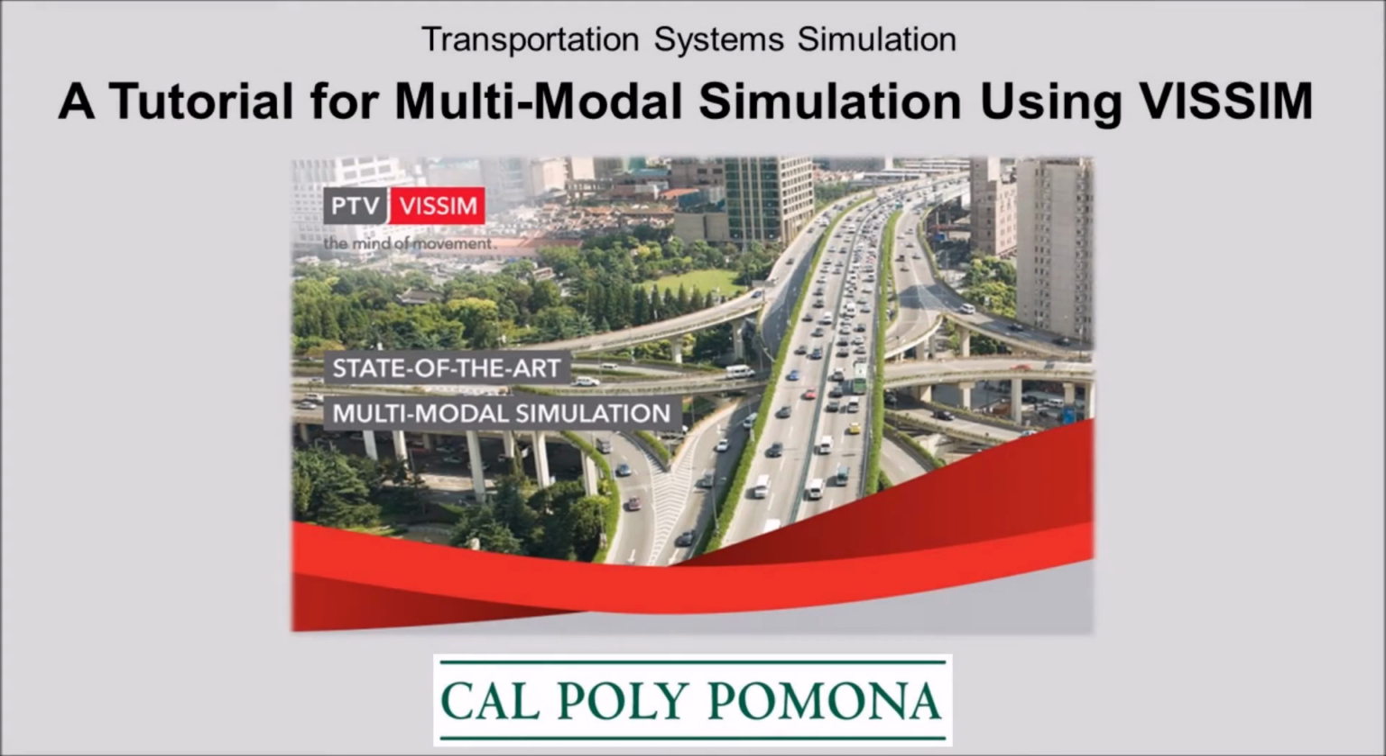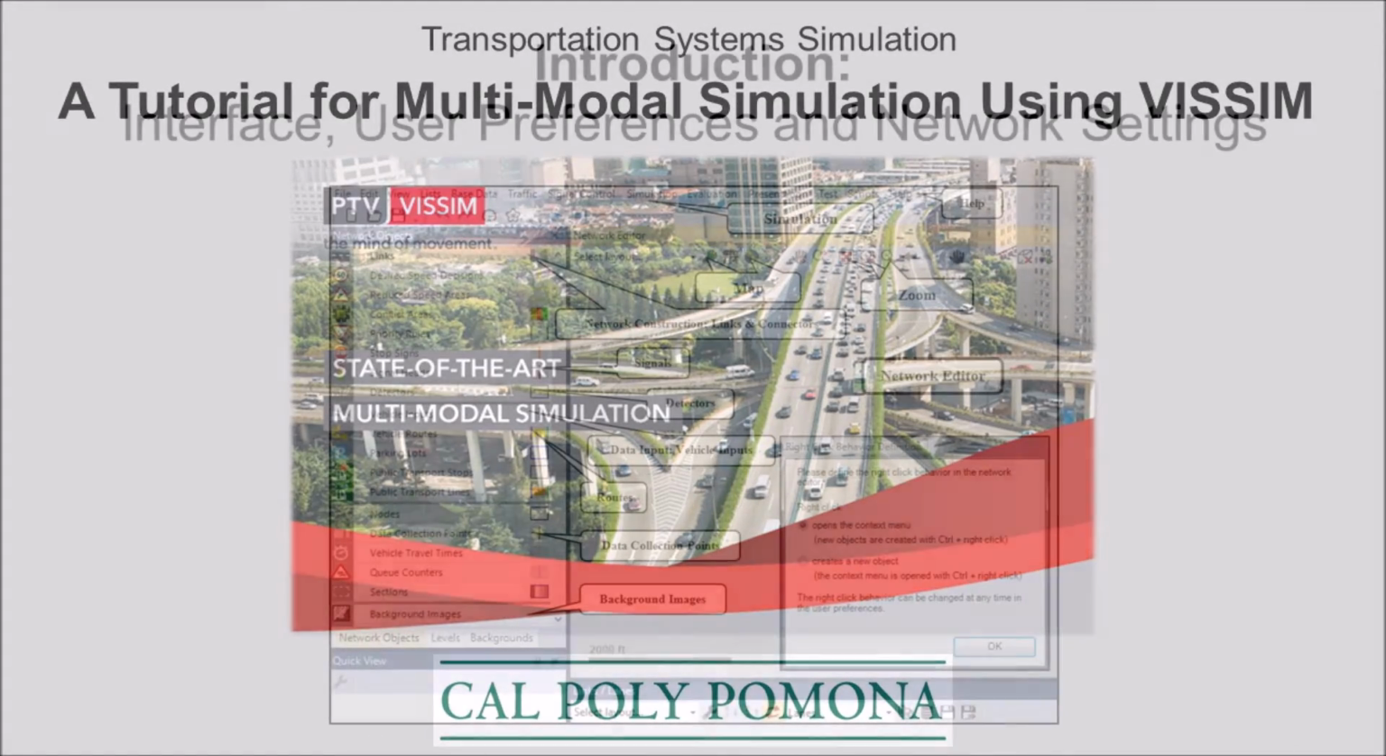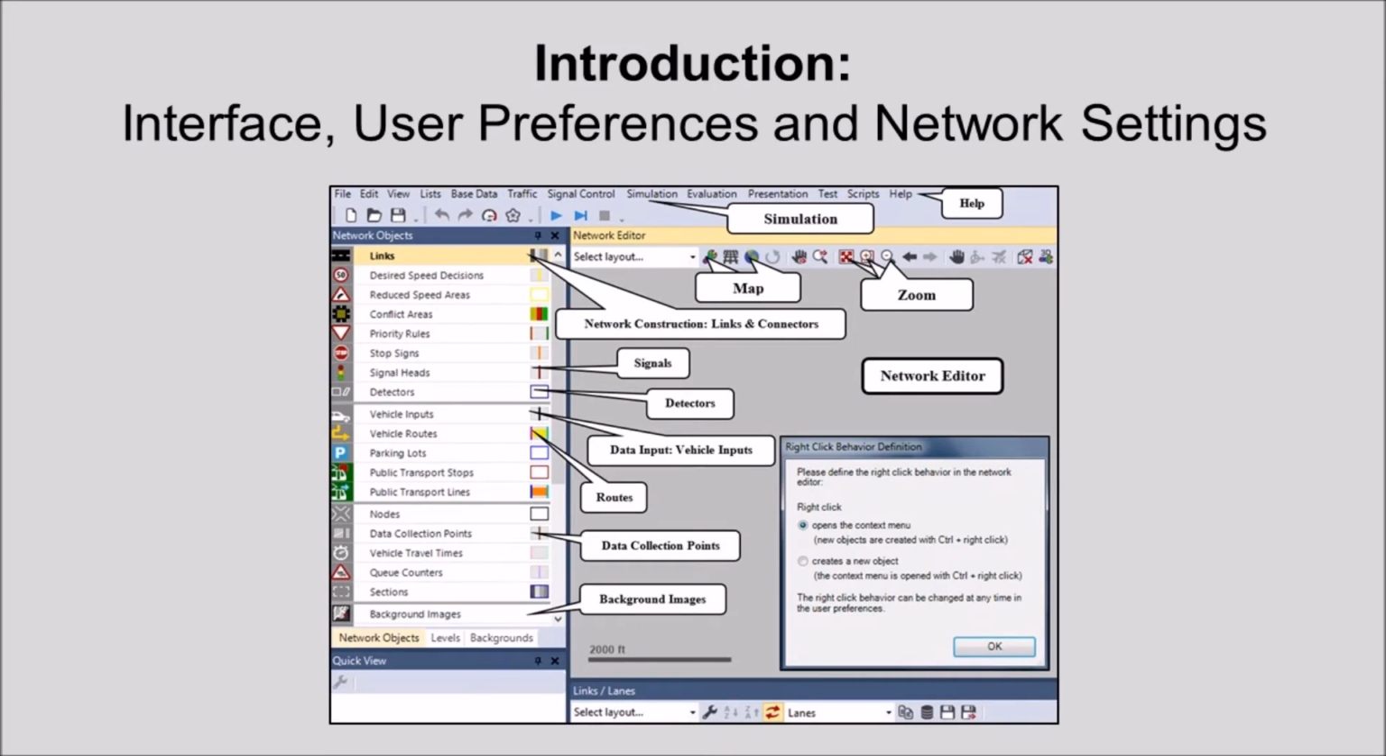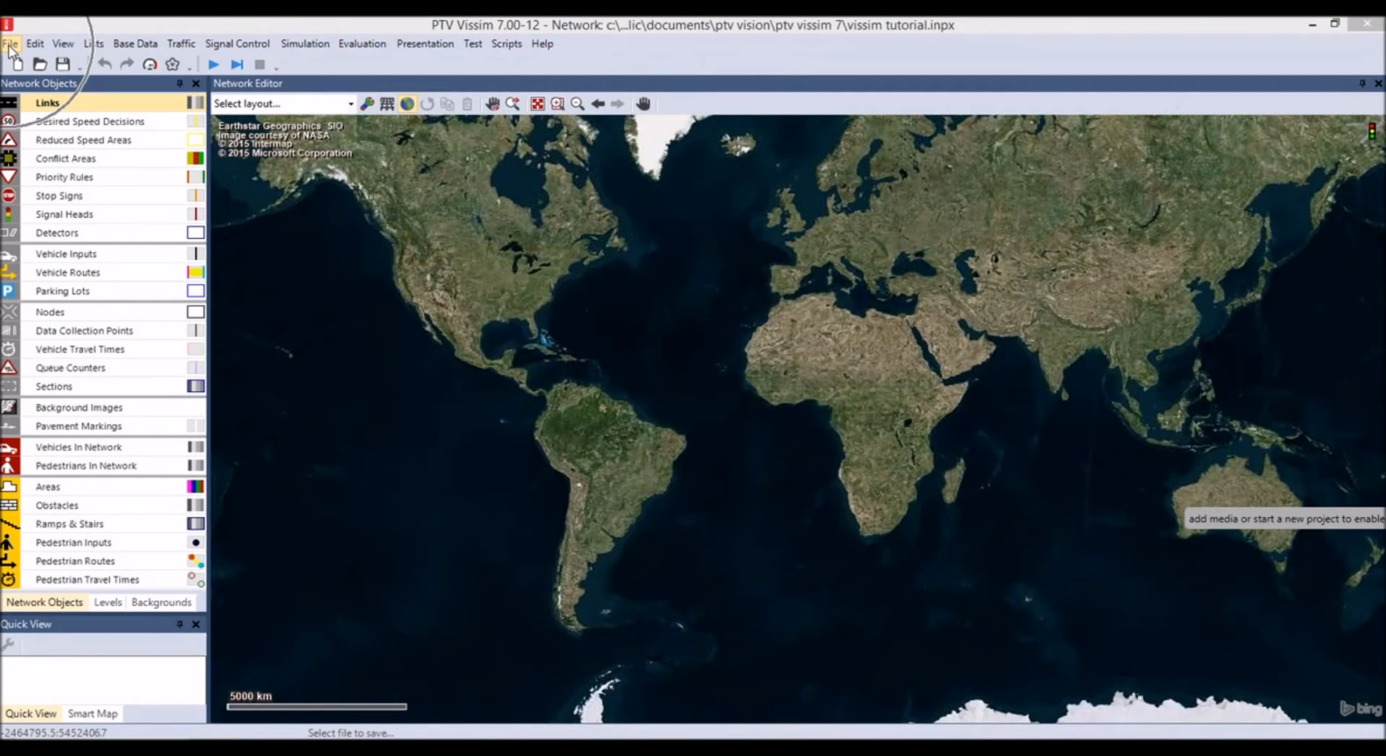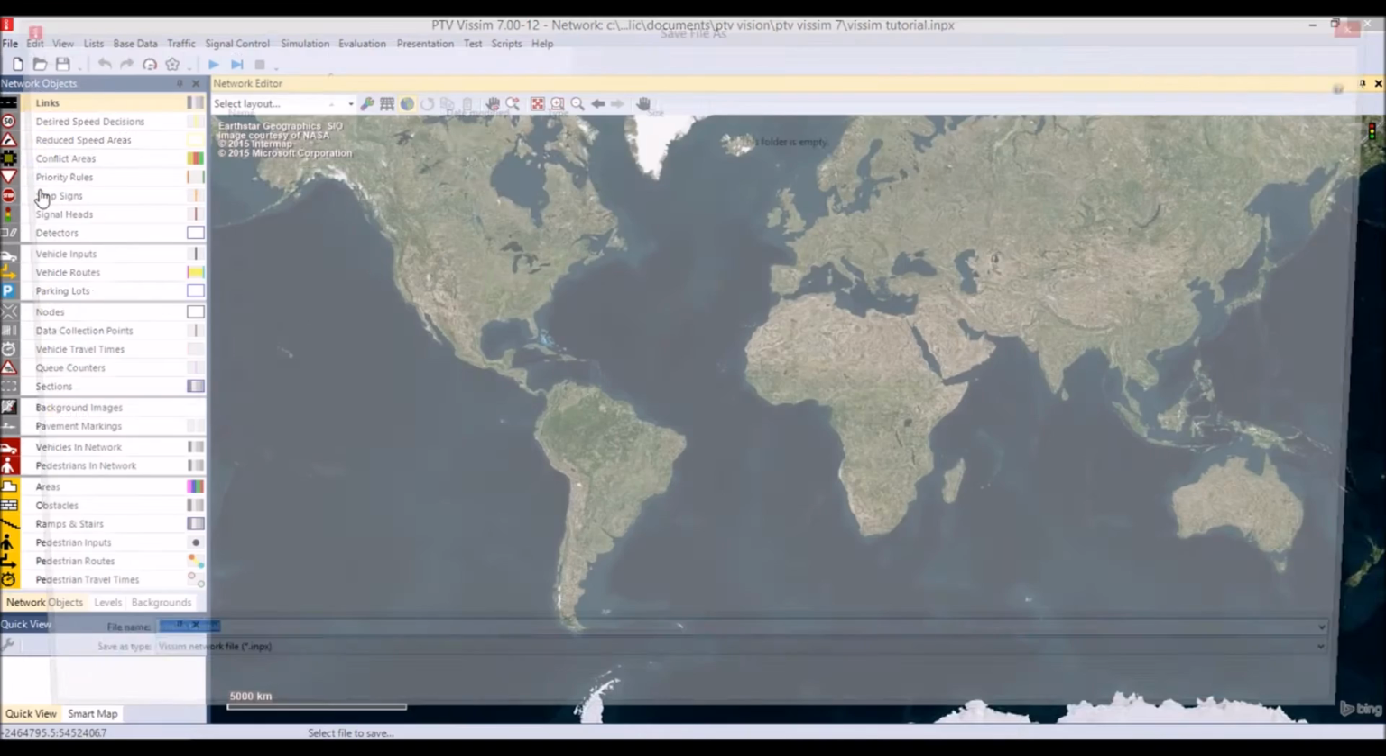Cal Poly Pomona presents a tutorial for a multimodal simulation using VISSIM. This video is an introduction to the program's interface, user preferences, and network settings. There are a few key icons and functions within the program's interface worth mentioning.